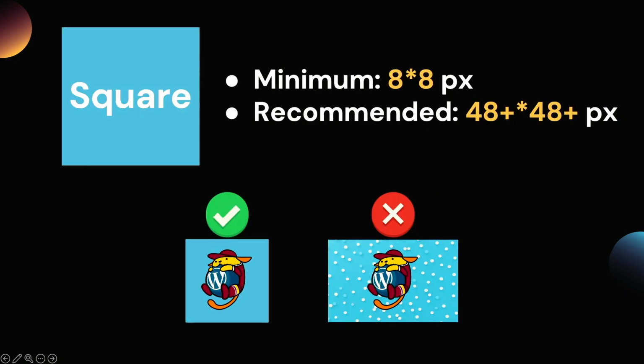Now let's talk about the technical guidelines from Google for creating an effective icon. There are just 2 key things to keep in mind. First, your image must be a perfect square with a 1:1 aspect ratio. Second is the size. While the absolute minimum is a tiny 8 by 8 pixels, Google's recommendation is to use an image that is larger than 48 by 48 pixels. This helps ensure your favicon is high quality and looks sharp on all devices.